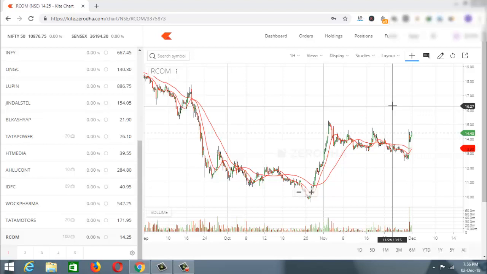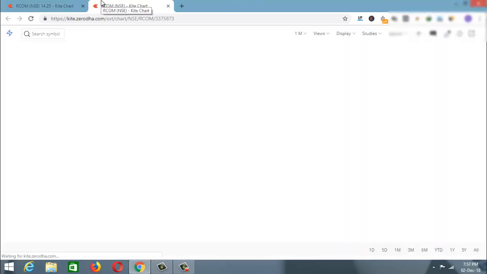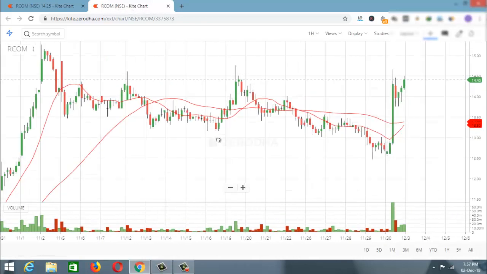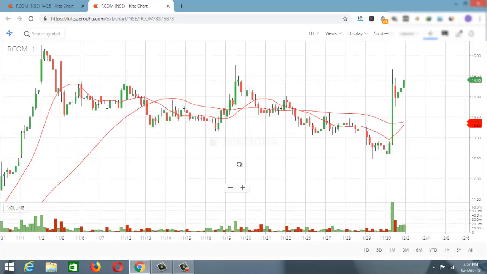So I have inserted two moving averages right now in this chart. You can see it clearly. If you can't, I'm just going to make it large. So I hope this is clear right now.